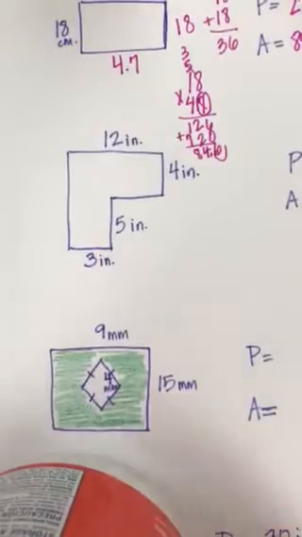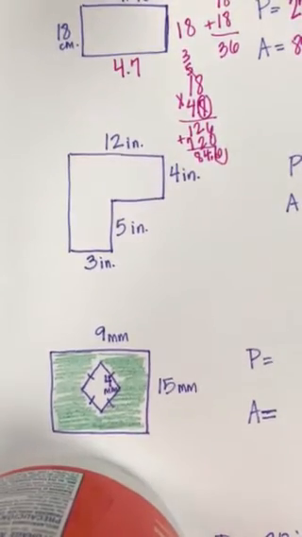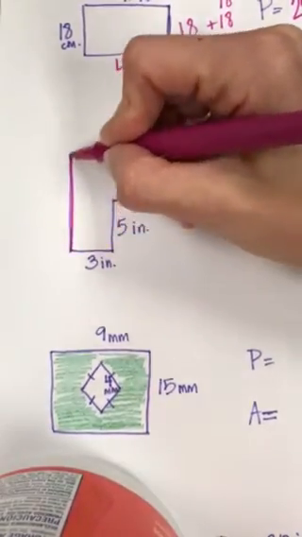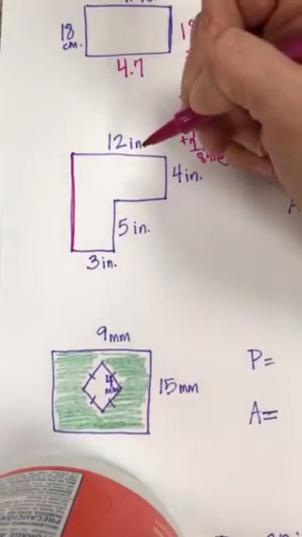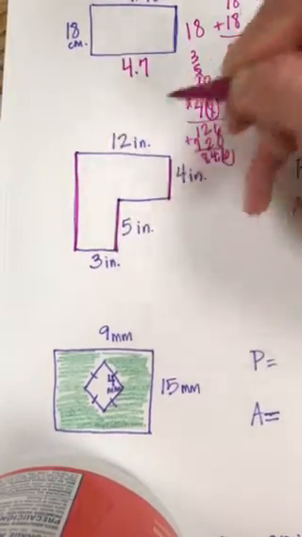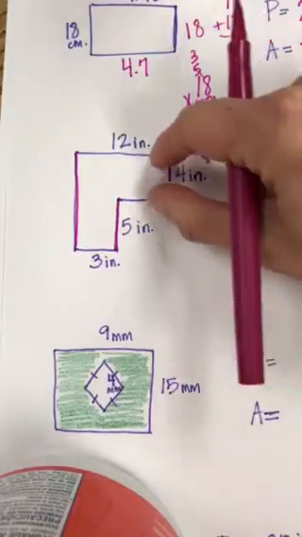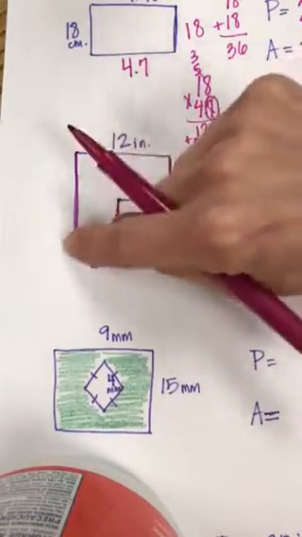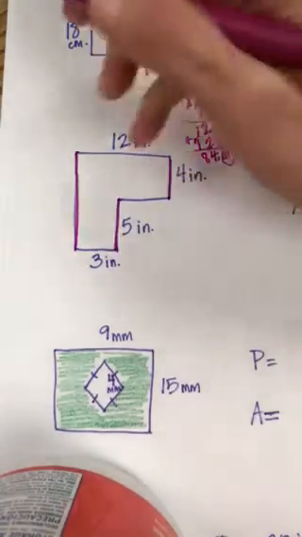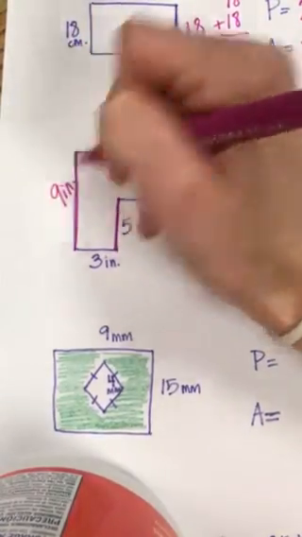Okay, problem number 2. This is an irregular shape, so we trace our horizontal and our vertical lines. I'm going to start with my vertical lines. So I trace this line going up, and then I trace this one going up, and then I trace this one going up. I have a 5 and a 4. If I was to push these together, it would be the same distance as this side. So 5 plus 4 gives me 9 inches.